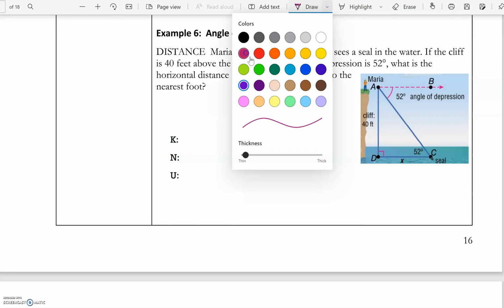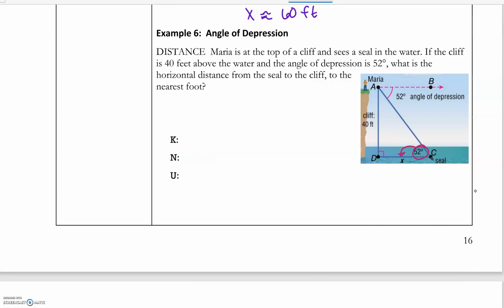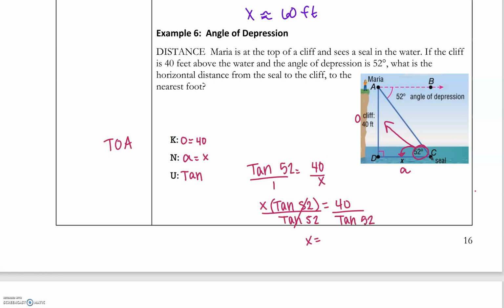All right, so try this last one. There's our angle. We're looking for this one. We have that one, so go ahead and set it up and then push play to check when you're ready. So O is what we have, A is what we want. Notice our angle of depression and angle of elevation are the same there because they're alternate interior.